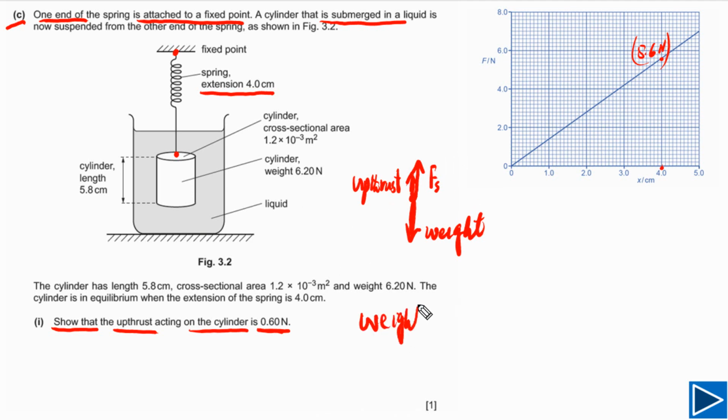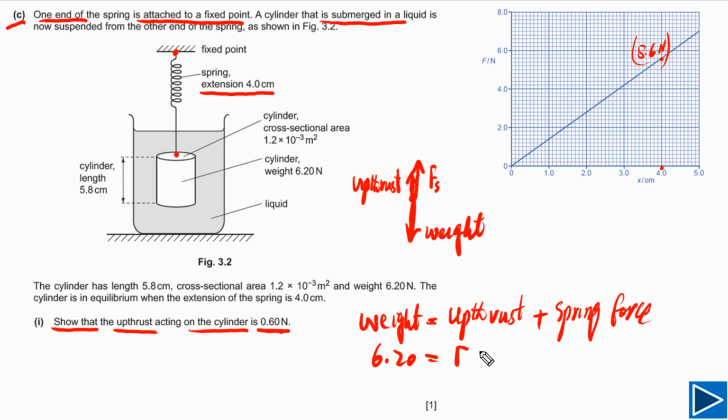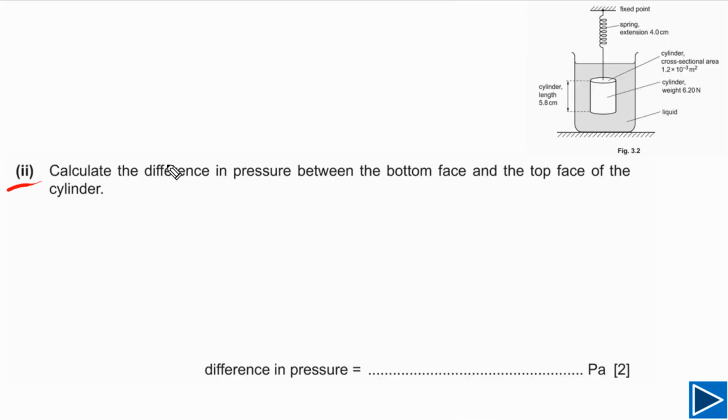Simply we can write down, in this case, as the cylinder is in equilibrium, it means upward forces have to be equal to downward forces. Downward force is weight in this case, and upward force is upthrust plus spring force. In this case, the value of the weight is given, that is 6.20. The value of upthrust is not given to us, but the spring force we have found, that is 5.6. Now if we solve this for upthrust, we can find out its magnitude. In this case, the value of upthrust is 0.60 newtons.